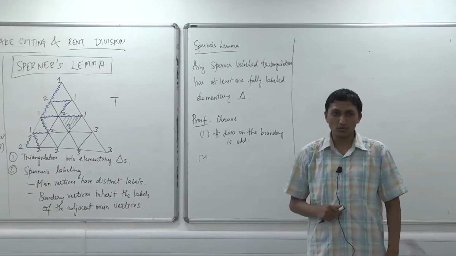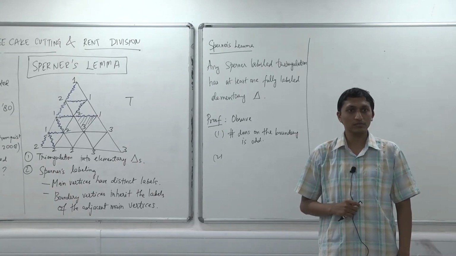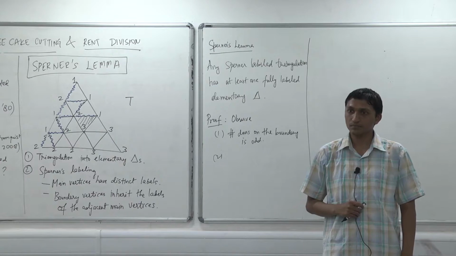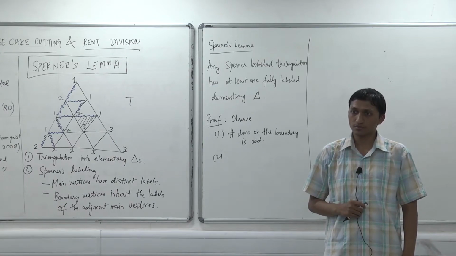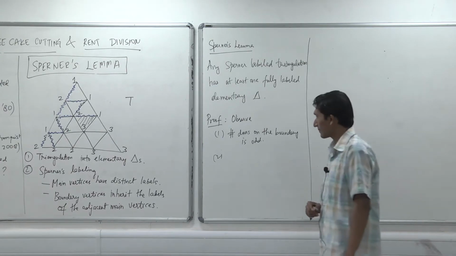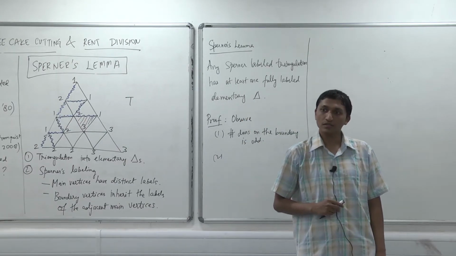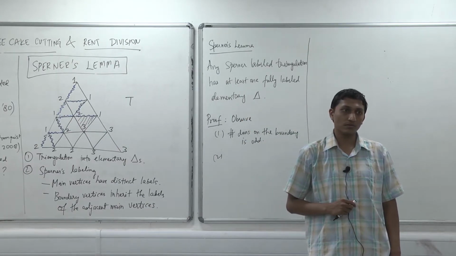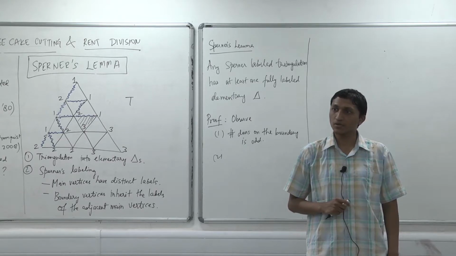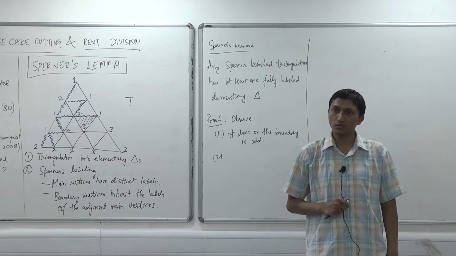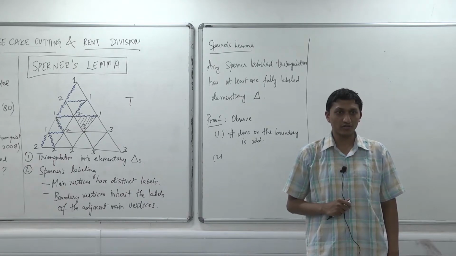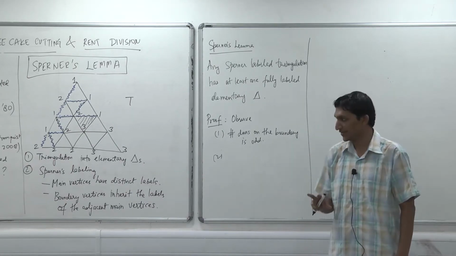Can a room have 3 doors? Why? You cannot have 3 doors, right? Okay. What about rooms with 1 door? Can there be a room with exactly one door? Yes. What kind of rooms are those? Those are the things that we are looking for, right? Those are the fully labeled elementary triangles.